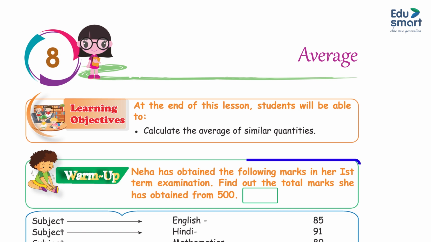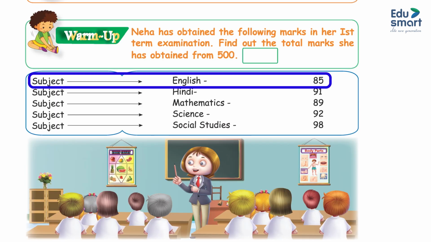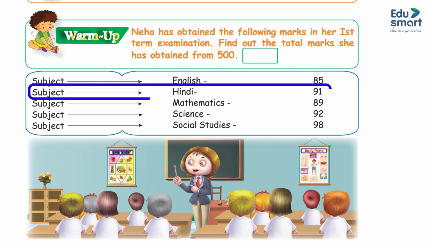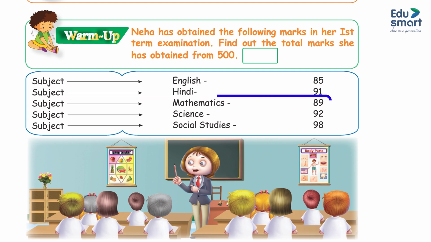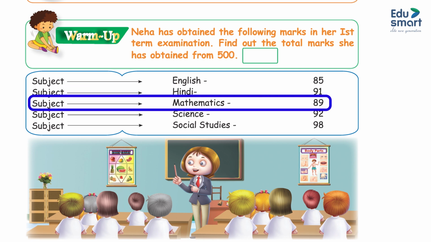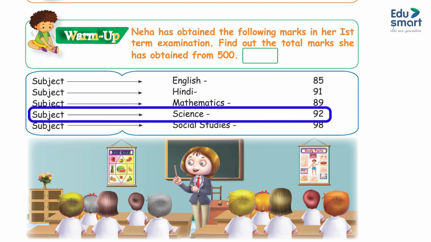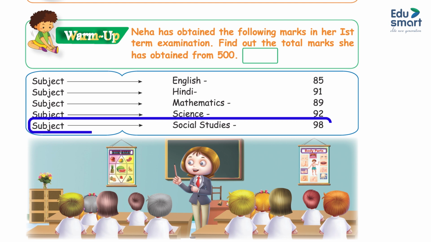Warm up. Neha has obtained the following marks in her first term examination. Find out the total marks she has obtained from 500. Subject English 85, Hindi 91, Mathematics 89, Science 92, Social Studies 98.